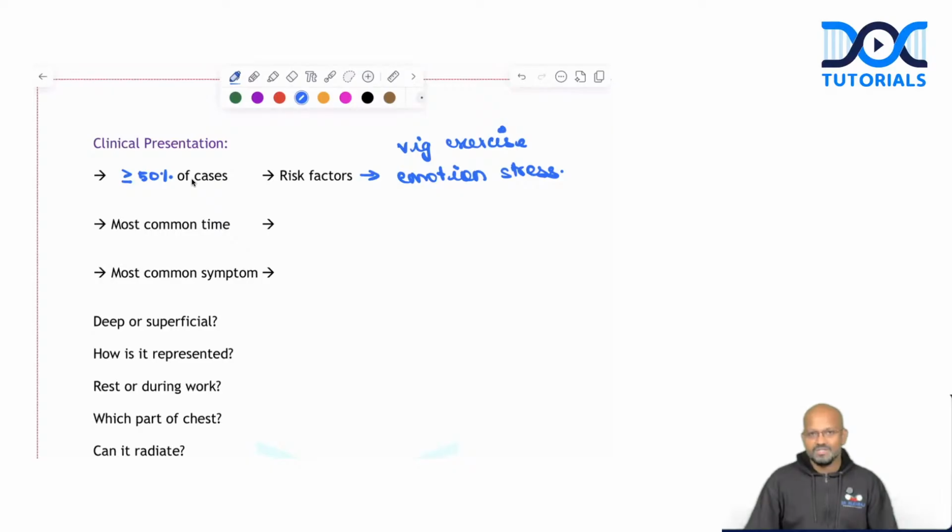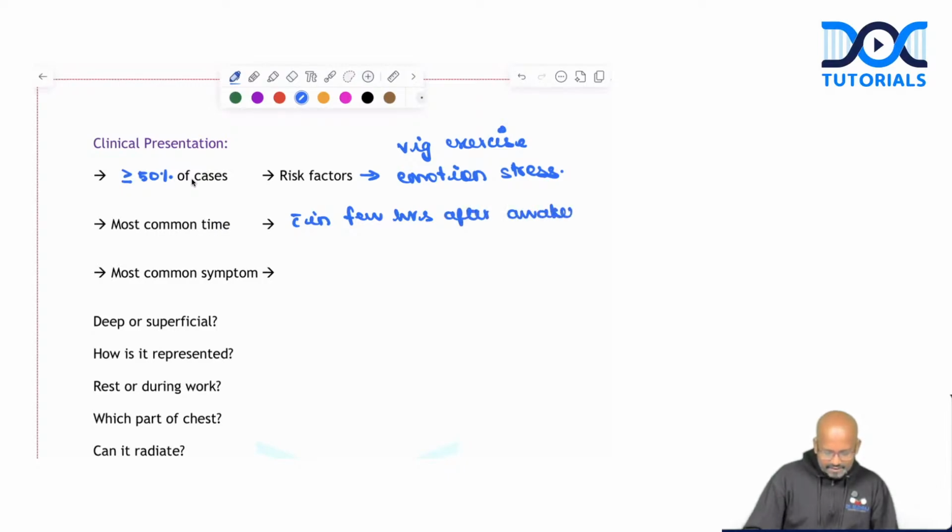But here, as most of you would have guessed, the most common time of presentation is within a few hours after awakening, mostly within the early morning times. That's the usual time for the circadian rhythm of development of myocardial infarction.